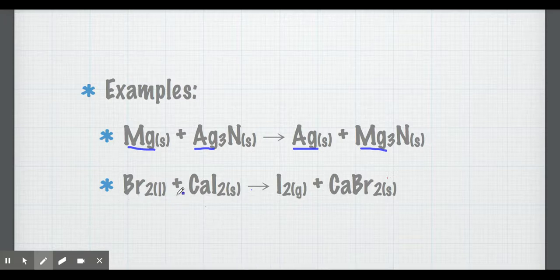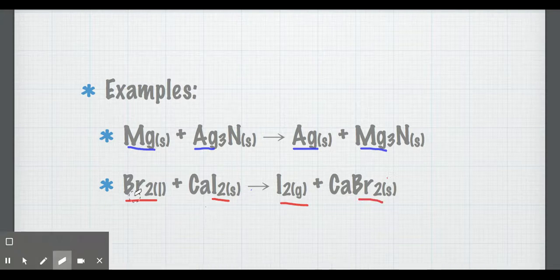Here, this is the other example I talked about. So here, bromine is actually a nonmetal. Since bromine is a nonmetal, it has to take the place of our other nonmetal. So our other nonmetal here is iodine. So bromine is going to swap with iodine. That means you're going to see iodine is going to be by itself, and bromine is now going to be bound to calcium. So that's our single displacement reaction.